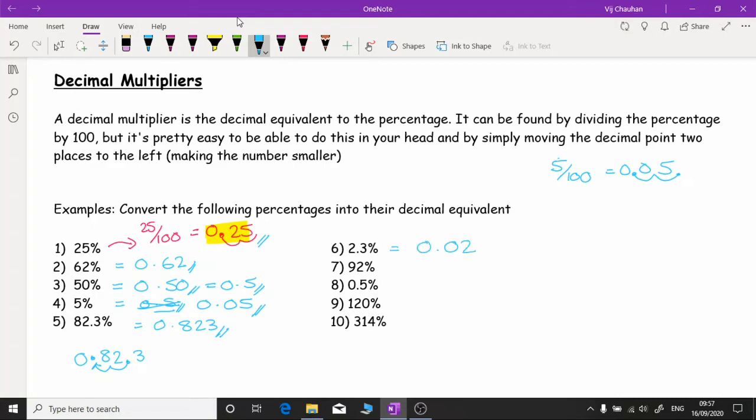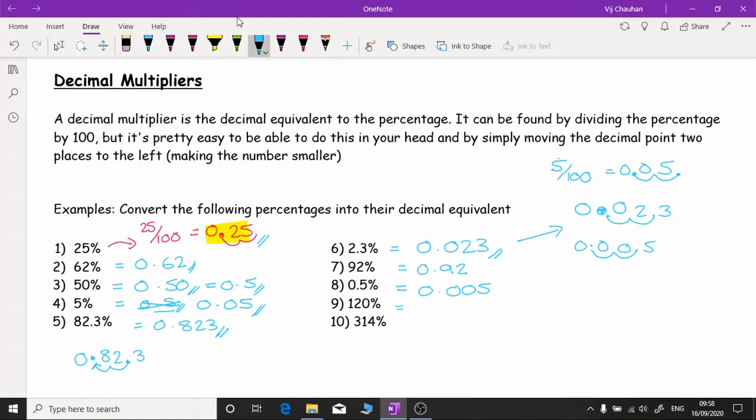Again, if you're not too sure where that's come from, I've got 2.3 and I'm moving the decimal point 2 places, so it goes there, and I fill out any empty gaps with zeros. So 92% is going to be 0.92. 0.5% is going to be 0.005. Again, if you're not too sure, I'm moving 0.5 two places, that's 1, 2, and again fill out any empty gaps with zeros.